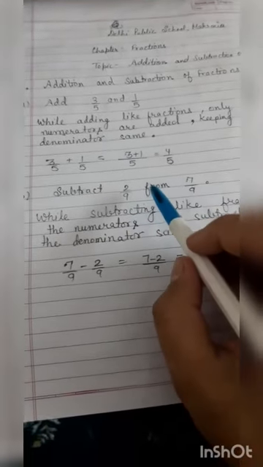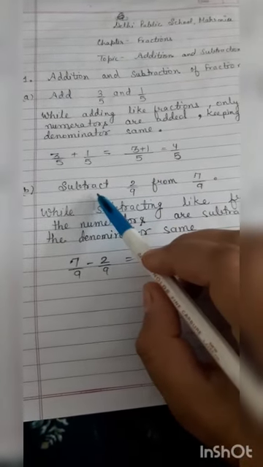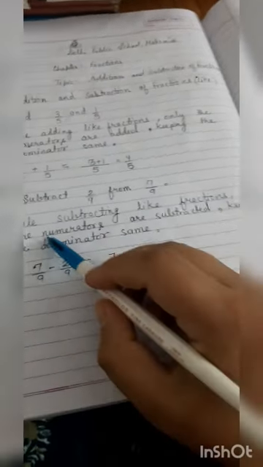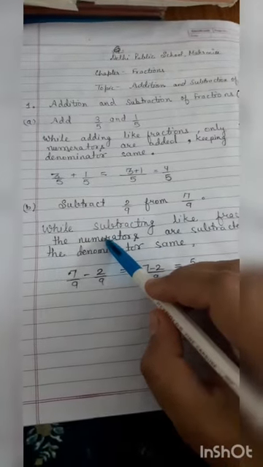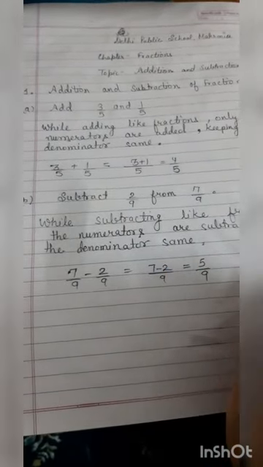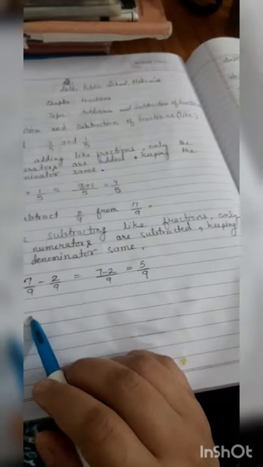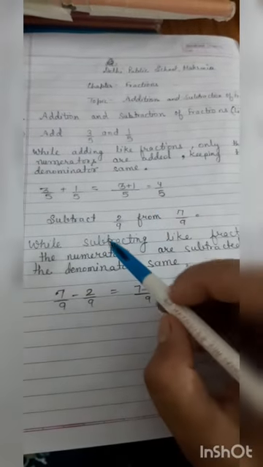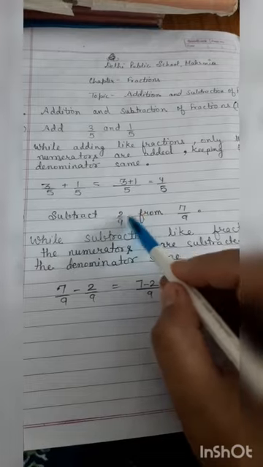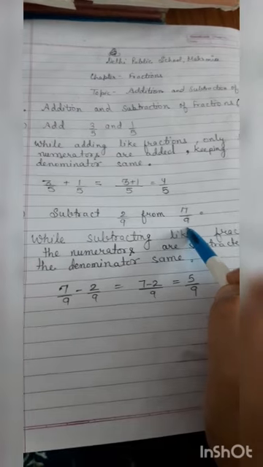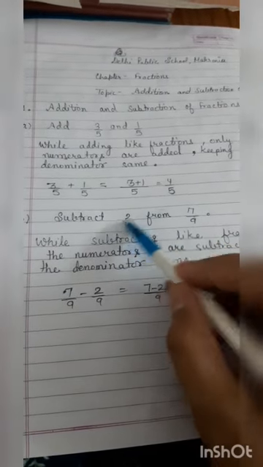Similarly, while subtracting like fractions, only numerators are subtracted. We are going to subtract only the numerators, and the denominator will remain the same. We are going to keep the denominator the same. So here, subtract 2 by 9 from 7 by 9. We have to subtract 2 by 9 from 7 by 9.